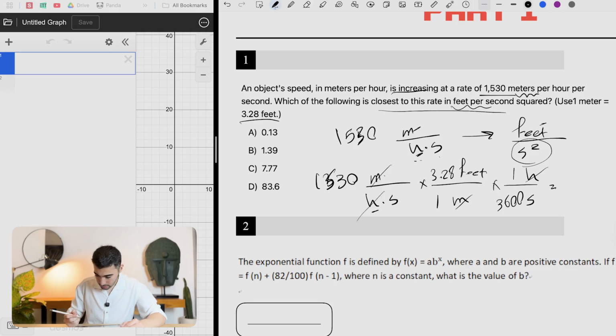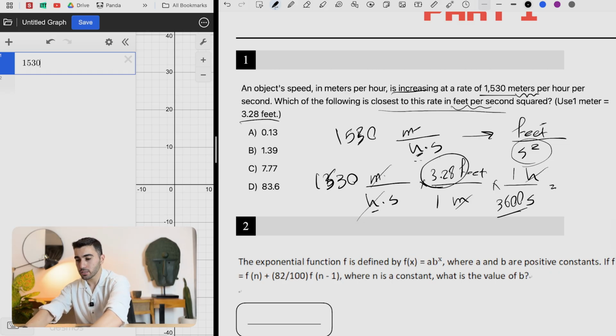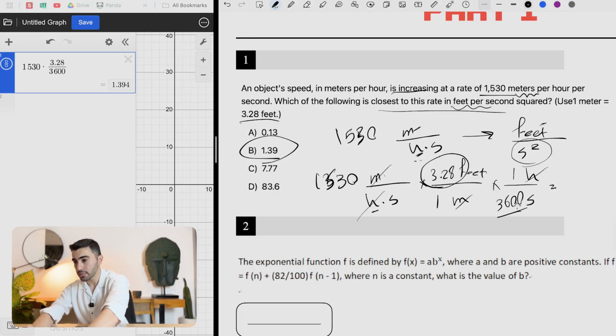Now we're going to do 1530 times 3.28 divided by 3600. Let's do that in decimals. That's going to give us 1.394, and it is closest to choice B. That's going to be the answer. When we multiply this, we get feet per second times the second, which is feet per second squared. So we converted the units this way, and we get choice B. That's how you do this question.